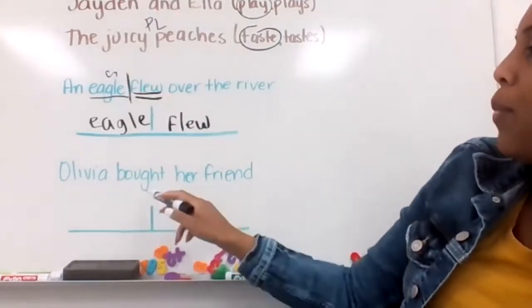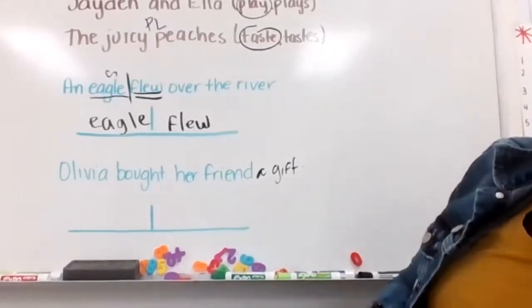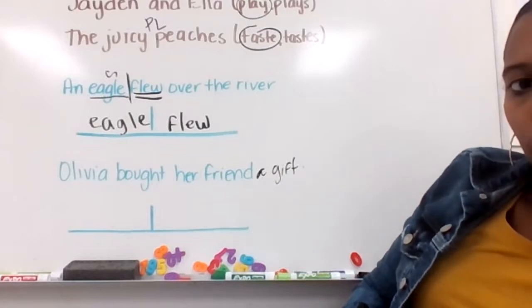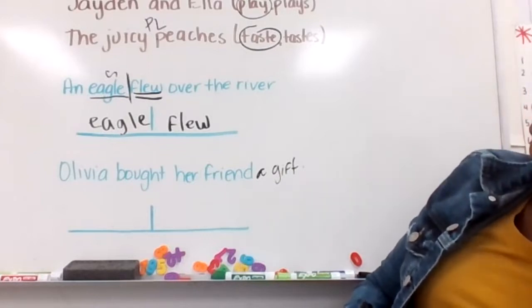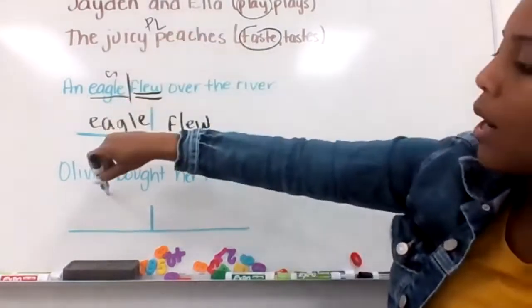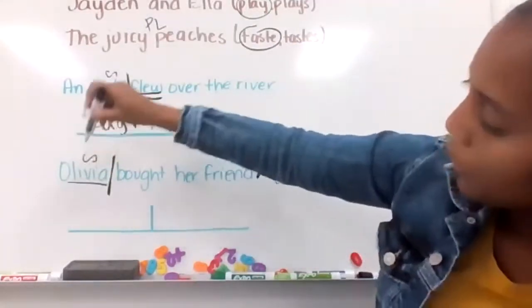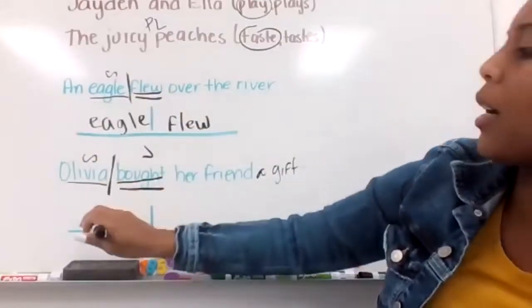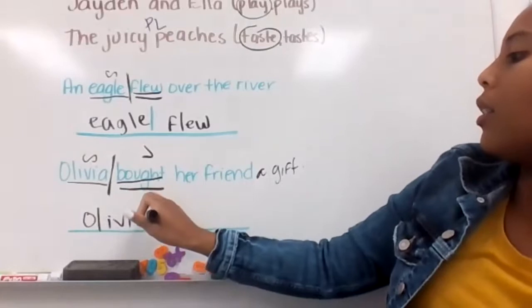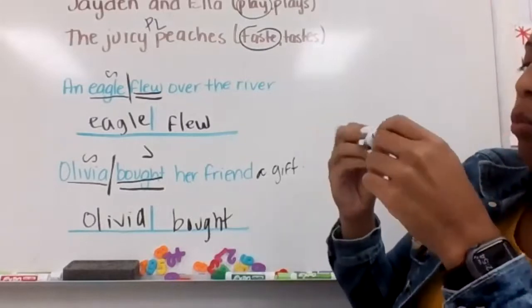Good. Next one, Olivia bought her friend. I was supposed to put a gift. I didn't finish. Olivia bought her friend a gift. Where am I dividing? Between Olivia and bought. What's my subject? Olivia. What's your verb? Bought. And I diagram it. I put the subject, Olivia, and the verb, bought. Awesome. Good job.